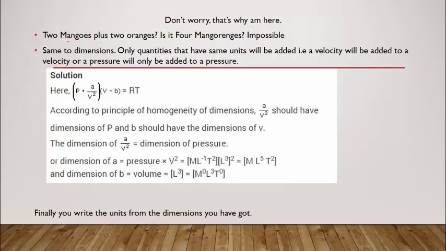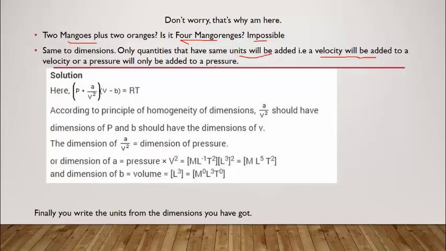You can never, for example, if you are asked 2 mangoes plus 2 oranges, there is nothing like that, it will remain 2 mangoes plus 2 oranges. You cannot simply add two things which are not the same. You can't say that these are 4 mango-oranges. No, there is no such thing. It is impossible. Same with dimensions. Only quantities that have the same units can be added. For example, a velocity will be added to a velocity, or a pressure will only be added to a pressure.